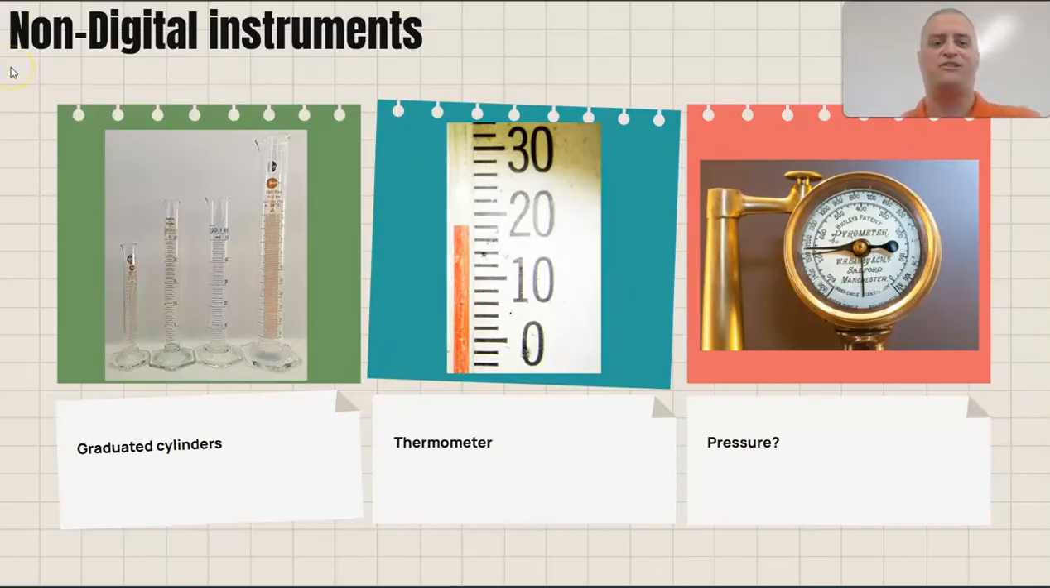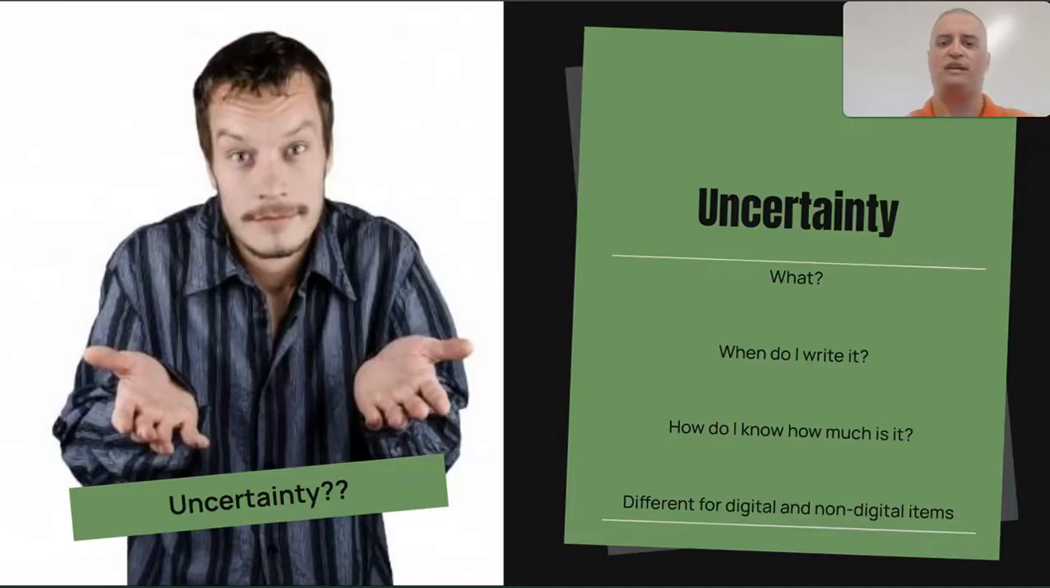Now I mentioned this thing called uncertainty. Not sure what it is? Of course not. That's what I'm here to tell you. So uncertainty is the amount of any measurement that it may be off by, plus or minus value. So every measurement has a plus or minus value. So when do you write it? Every time you have a measurement, digital or non-digital.